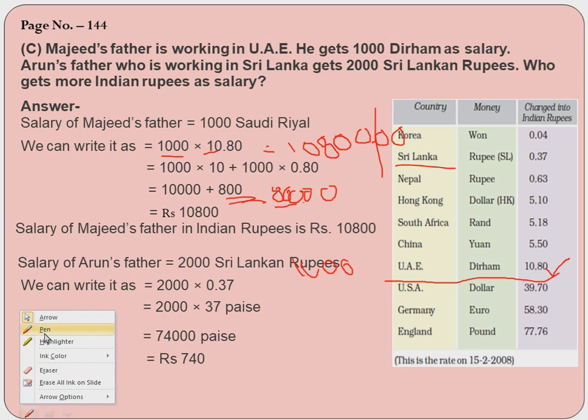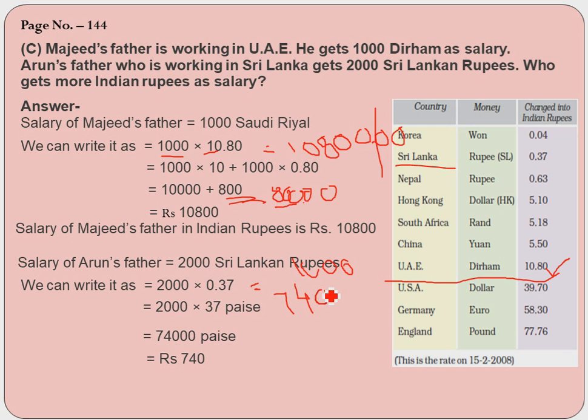Otherwise, one more way what you will do? Directly from here, okay, 37 into 2. How much you will get? 37 2s are? 2 7s are 14, 4, 1, 3 2s are 6 plus 1, that is there 7. And then how many zeros are there? 1, 2, 3 zeros are there. I will place 1, 2, 3 zeros. And then point after 2 numbers. Point after 2 numbers. So, did I get 740 rupees? Yes, understood? So, both the ways I am telling you.